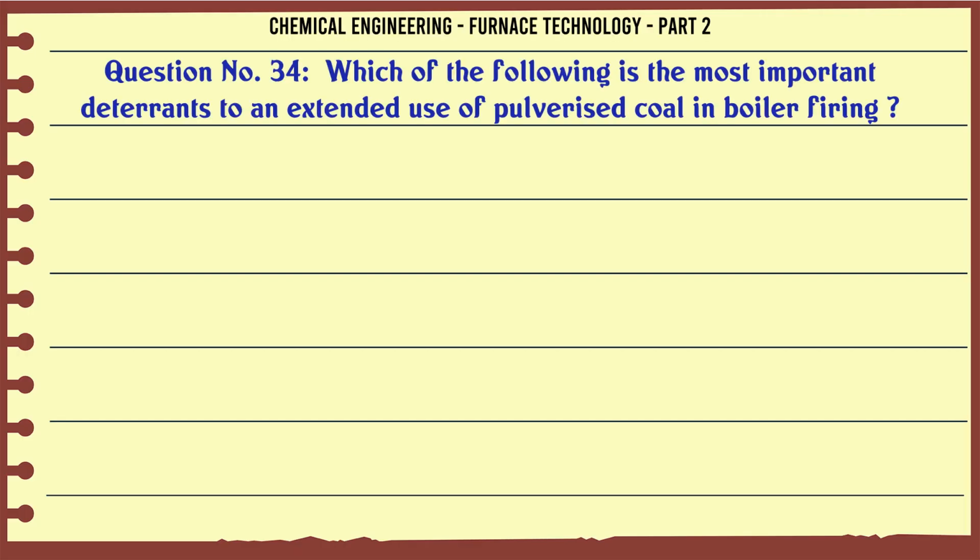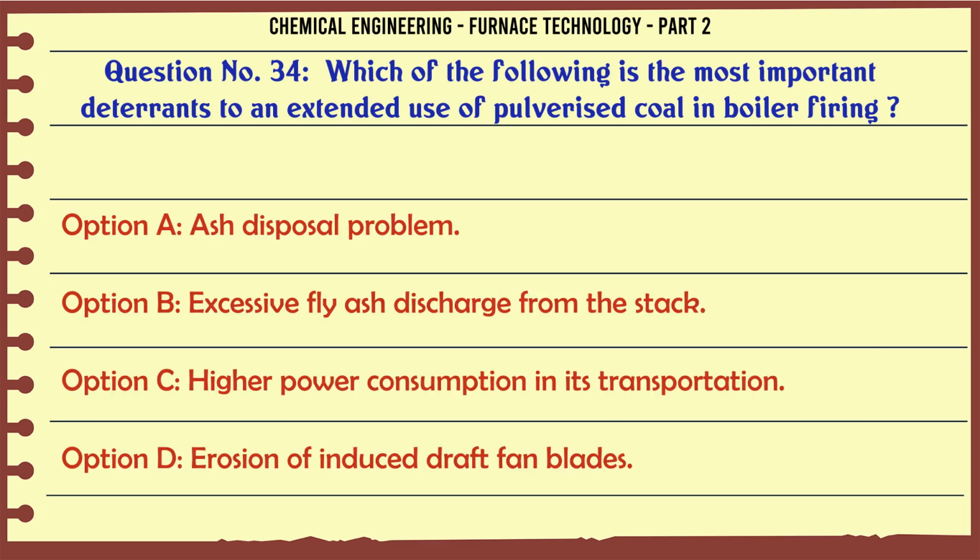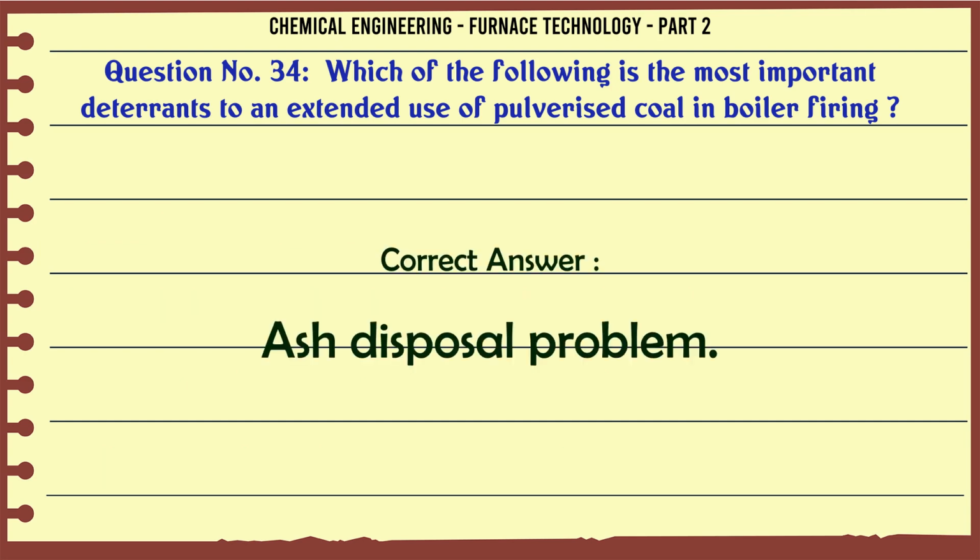Which of the following is the most important deterrent to an extended use of pulverized coal in boiler firing? A. Ash disposal problem. B. Excessive fly ash discharge from the stack. C. Higher power consumption in its transportation. D. Erosion of induced draft fan blades. The correct answer is ash disposal problem.